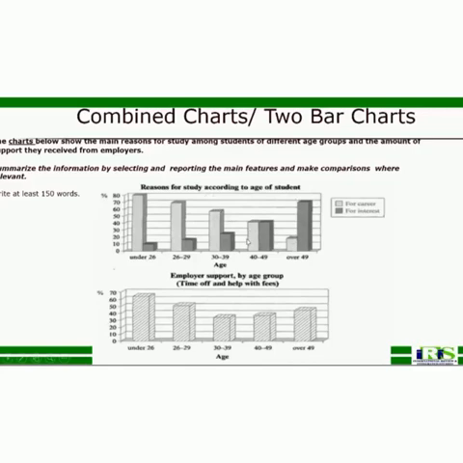aside from identifying whether they should be grouped or they should be described separately, you also have to identify the main trend for each bar chart. And those are what you will have to include in your overview. So in the overview, that should be one general trend for the first bar chart, and another general trend for the second bar chart.